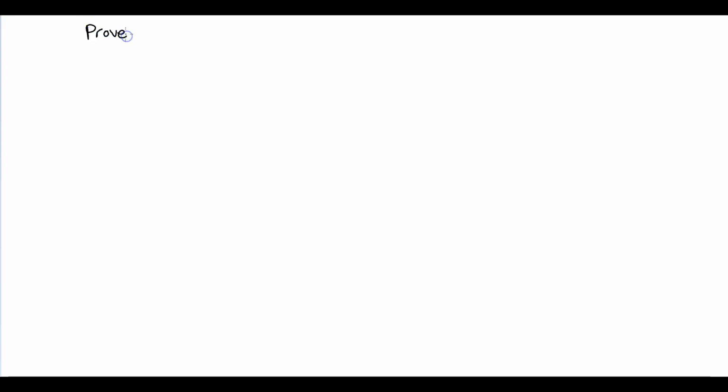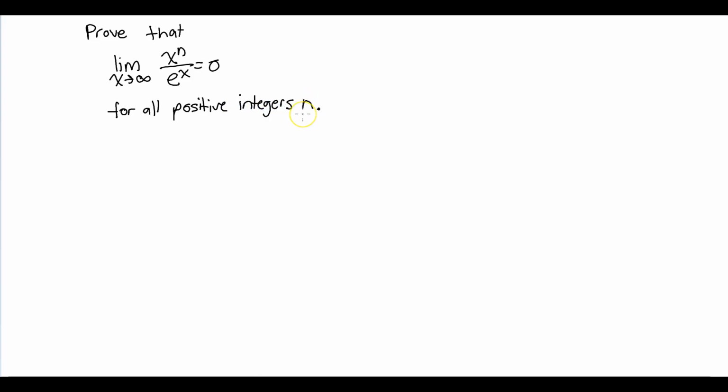So prove that the limit as x approaches infinity of x to the n over e to the x equals 0 for all positive integers n. So n is greater than 0, okay? Now, what do we do?